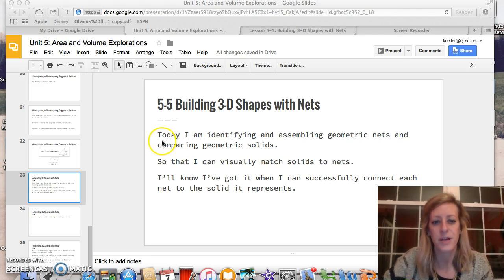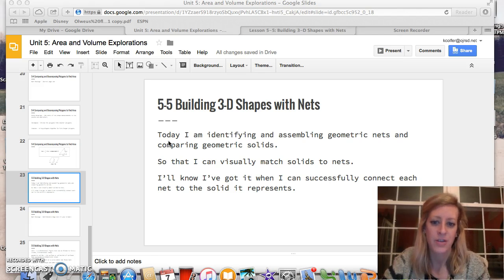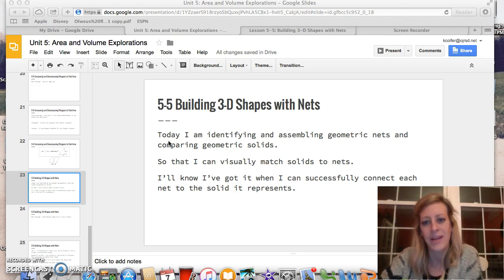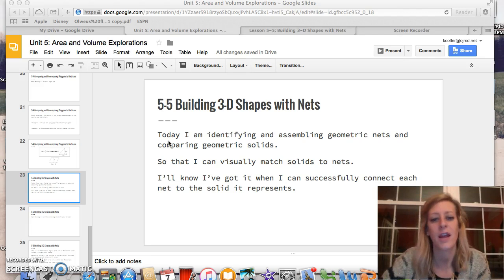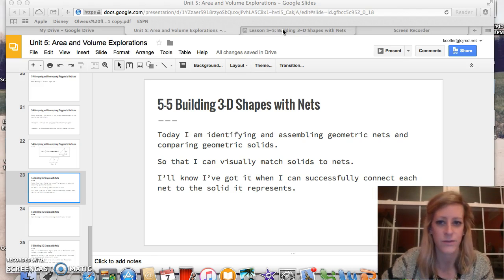So for today's objective, it says today I am identifying and assembling geometric nets and comparing geometric solids. Why are we doing that? So that you can visually match solids to nets. And today I'll know I've got it when I can successfully connect each net to the solid it represents. I'm sure you're a little confused what we're talking about when we say net. We will clarify and you will love them. Fun lesson coming up, lots of construction for you to take care of at home.